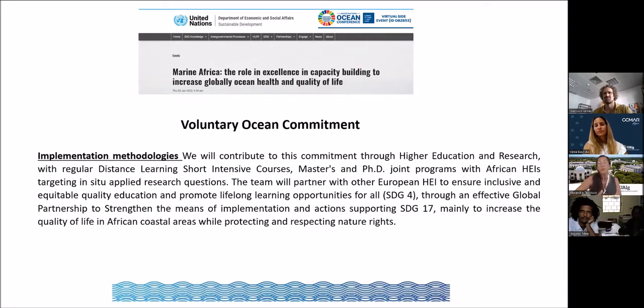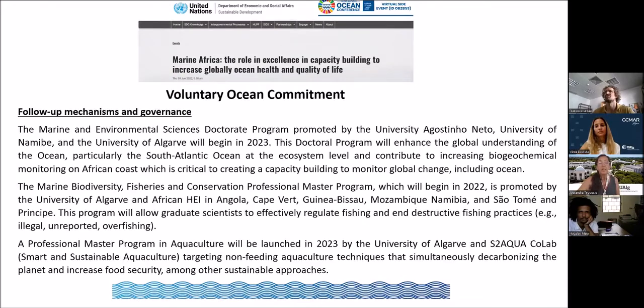And also we want to support the partnership of Sustainable Development Goal 17, all addressing mainly improving the quality of life in African coastal areas, and also protecting and respecting nature's rights. The follow-up mechanisms and governance that we propose will be focused on the Marine and Environmental Science doctorate program, coordinated by Agostinho Neto, together with the University of Namibia and University of Algarve.